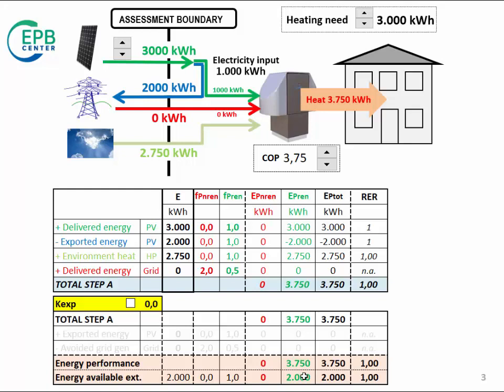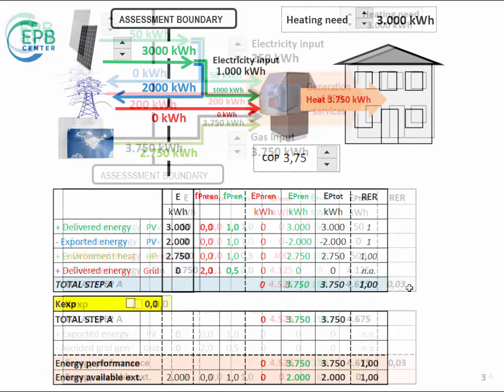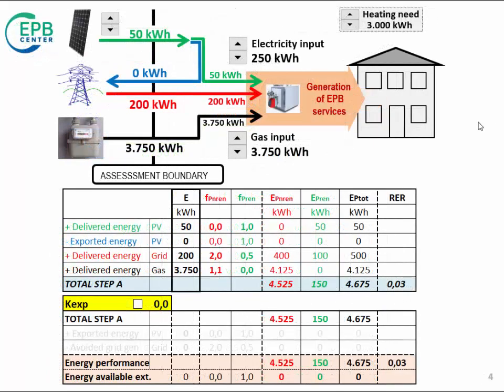More, if you select option A, except for very special cases, the renewable energy ratio is always in the range from 0 to 1 and the energy performance is always a positive number. Now let's have a look at the second example.